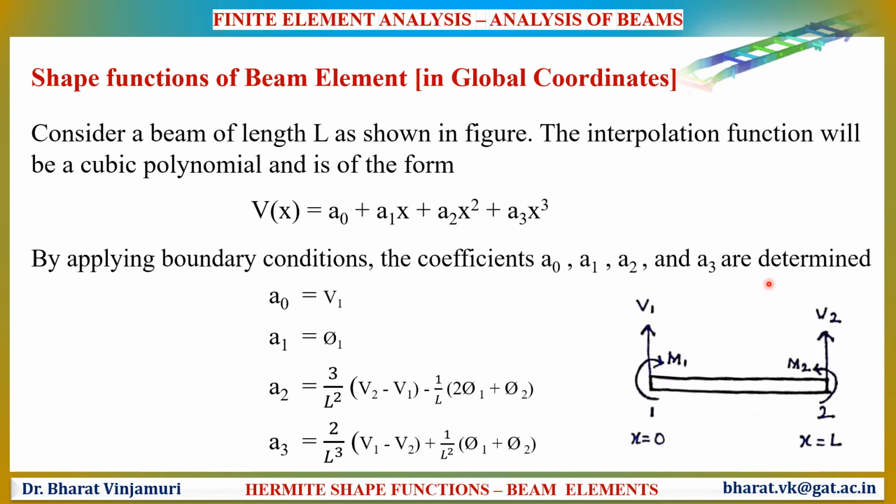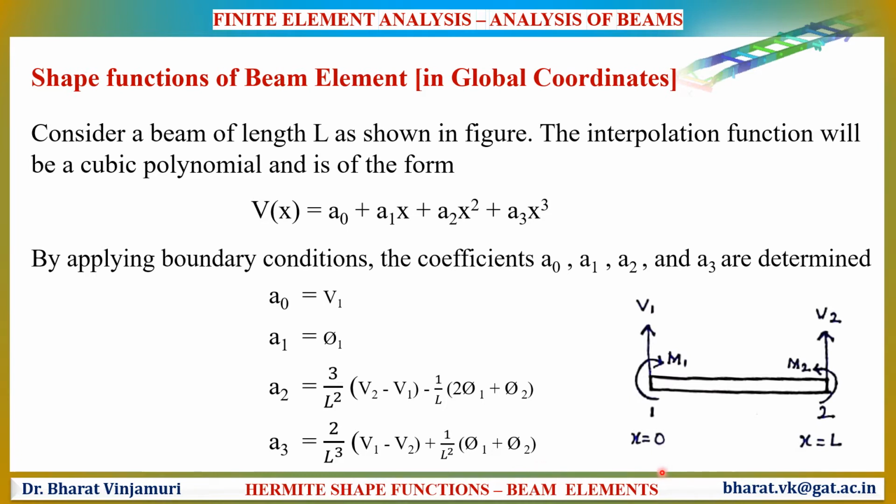The viewers are requested to go through the previous video session on stiffness matrix of beams to understand how the coefficients are determined by applying the boundary conditions. The coefficients obtained by applying the boundary conditions are a0 is equal to v1, a1 is equal to phi 1, a2 is equal to 3 by L square into (v2 minus v1) minus 1 by L into (2 phi 1 plus phi 2), and a3 is equal to 2 by L cube into (v1 minus v2) plus 1 by L square into (phi 1 plus phi 2).